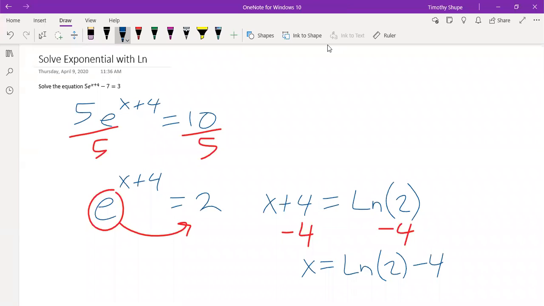After I've got that x value by itself, then I can go ahead and type all that into the calculator. And my final value for this, or approximate value anyway, is negative 3.31 if I round it to 2 decimal places.